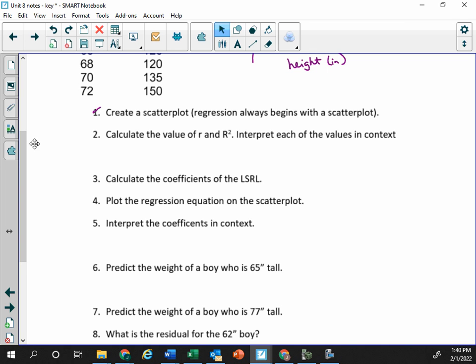So the R was 0.939, and the R squared was 0.882. We're going to talk about the R value first. Does it matter if R squared is lower or uppercase R? Doesn't matter.